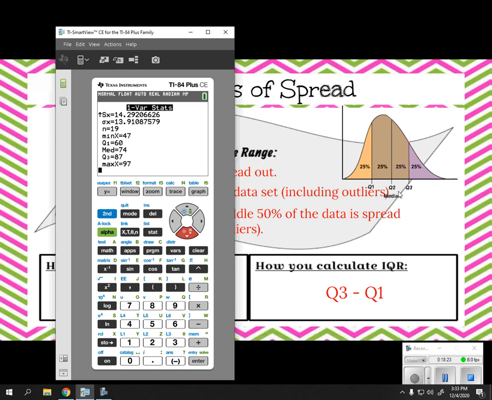Now, what the Q's mean is we've split the data up into quartiles, meaning quarters or fourths. So you're looking at Q1 happening here in between the first and second sets of data. And then in between the third and fourth, you have this Q3. And when you subtract those, you're trying to figure out how far apart the middle two chunks of data are.